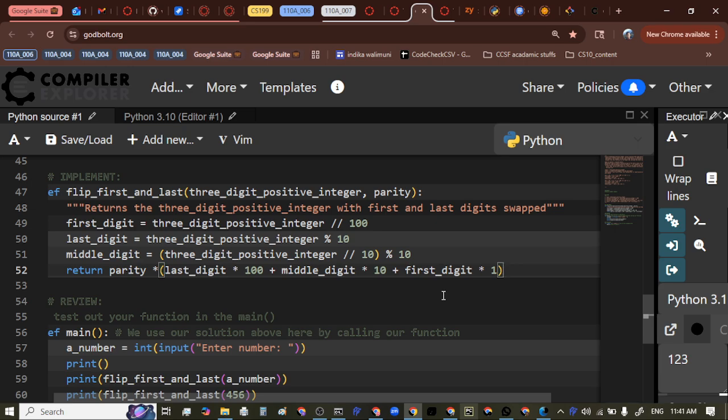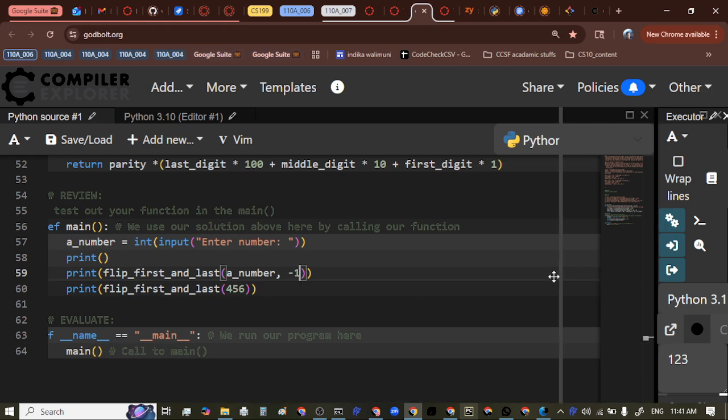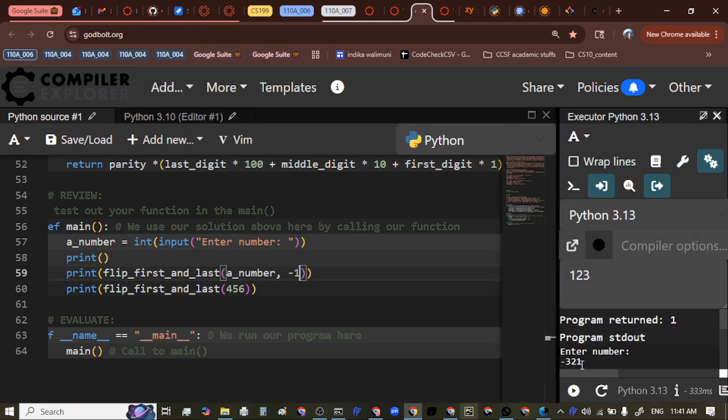All right. So now basically we have to input our parity as well. So we're going to go over here, and let's say this is going to be negative 1, right? So I will get negative 3 to 1. I flip, right?